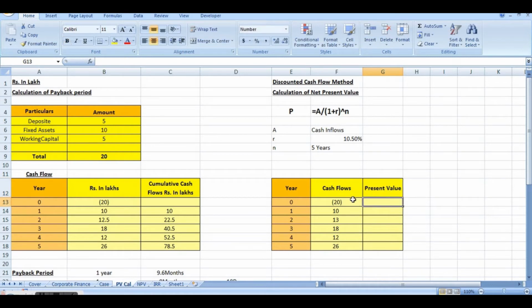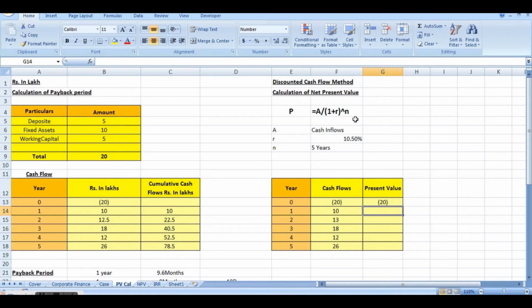Now present value of rupee 1 today is always rupee 1. So it is same. You can calculate it for cross checking with the help of this formula as well. It will give you same answer. But the present value of rupees 10 lakh that you are going to receive after a year is not 10 lakh rupees. It is something different. How much it is? We can calculate now with the help of this formula.